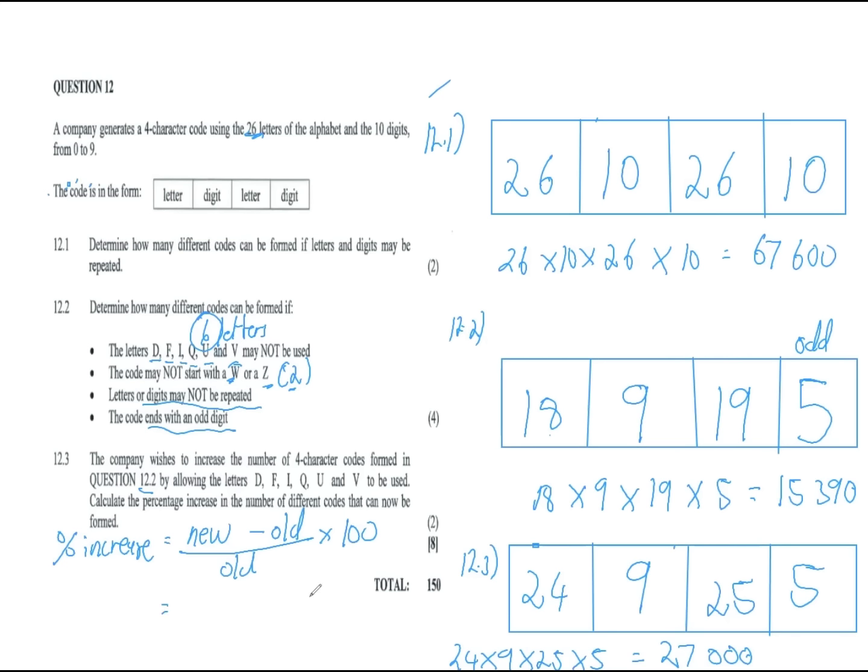So the new number of codes that would be formed is now what? 27,000. But the old number was only 15,390. And then over the 15,390 multiplied by 100, right? And then when you punch all of that into your calculator, as a percentage, you will get what? 75.44% rounded off to 2 decimal places, right? And that's how you were supposed to calculate that.